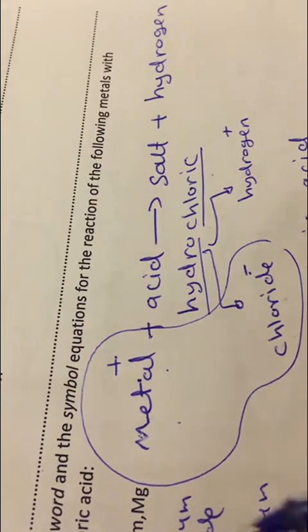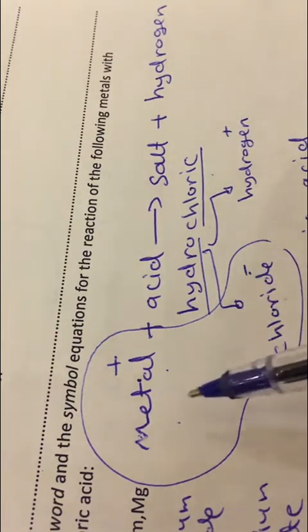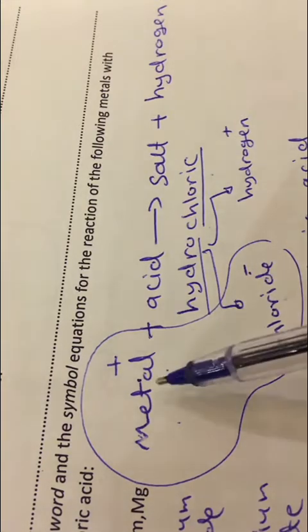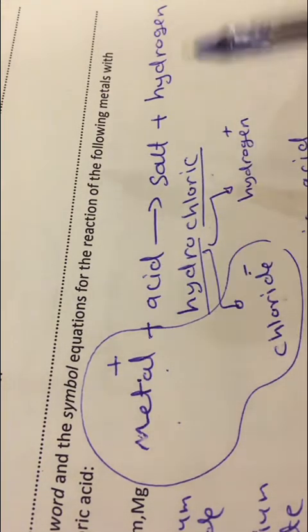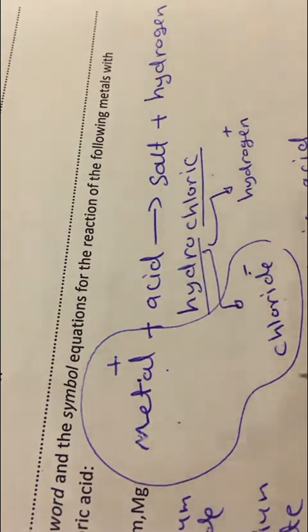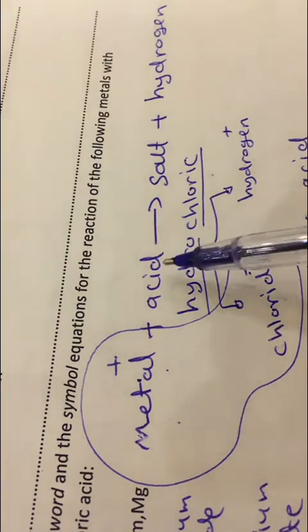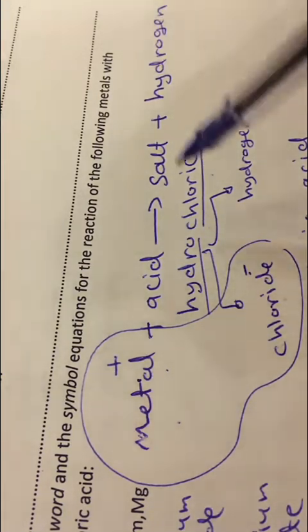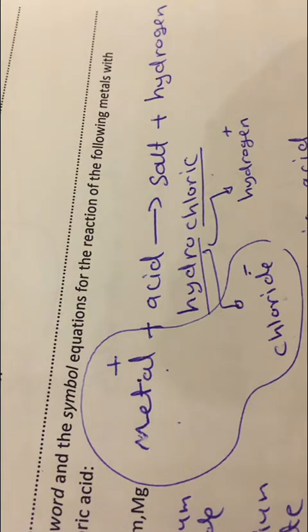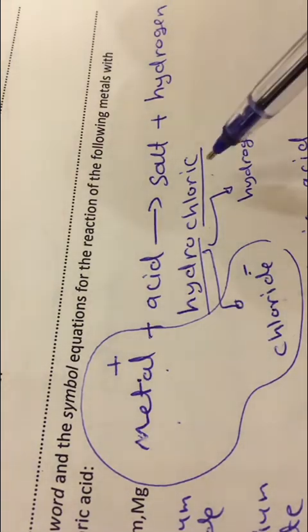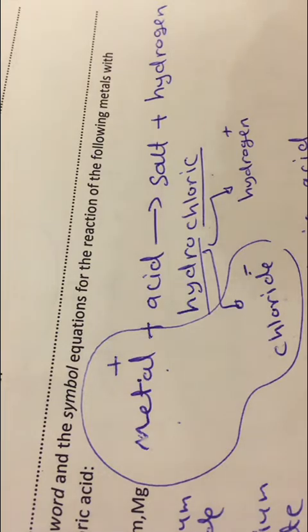Hi everyone, today we are going to talk about the reaction of metal with acid. Any metal reacts with acid, salt and hydrogen is produced. Today we are going to talk about the three types of acid or three examples of acid. The most familiar acids that we are going to talk about are hydrochloric acid, nitric acid and sulfuric acid.